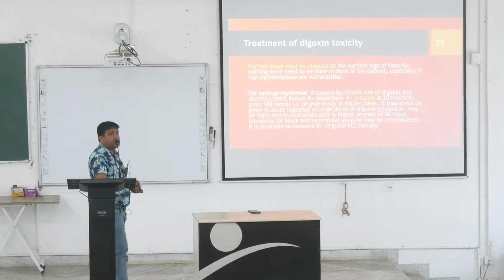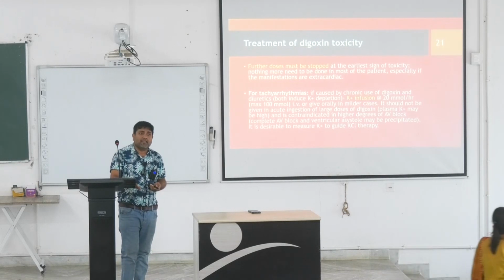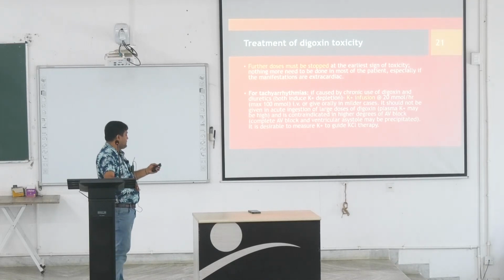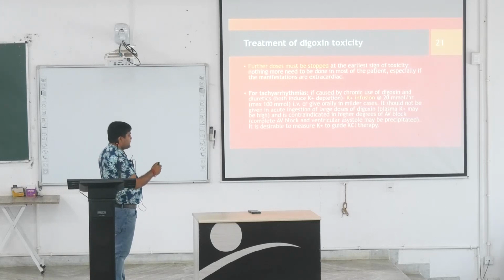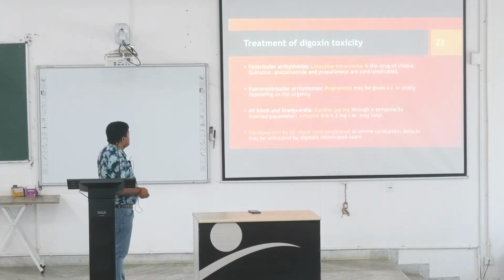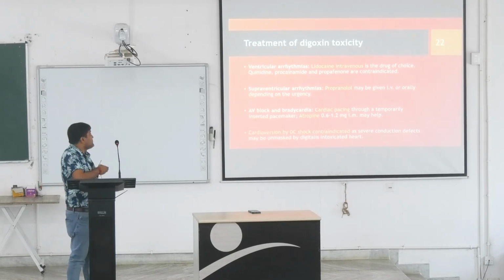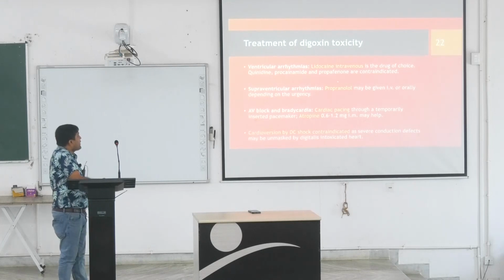It is desirable to measure potassium to guide KCl therapy in the digitalis toxicity patient. Now, for ventricular arrhythmias, the drug of choice is lidocaine, given intravenously. Quinidine, procainamide, propafenone are contraindicated because they will cause more atrioventricular block.